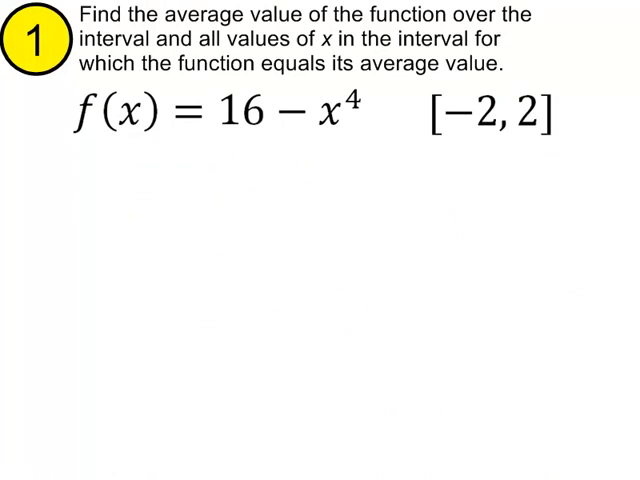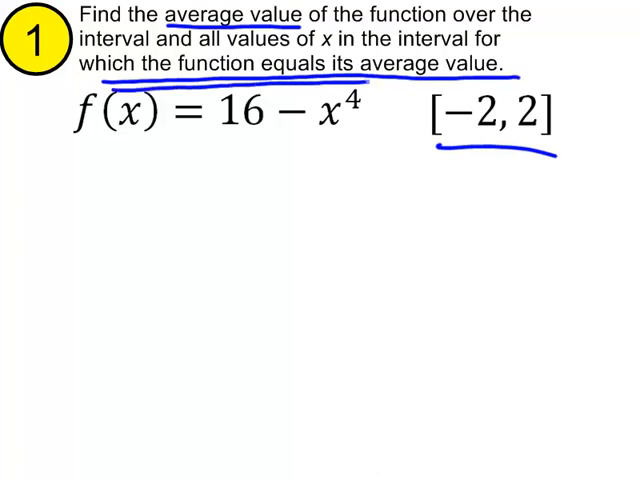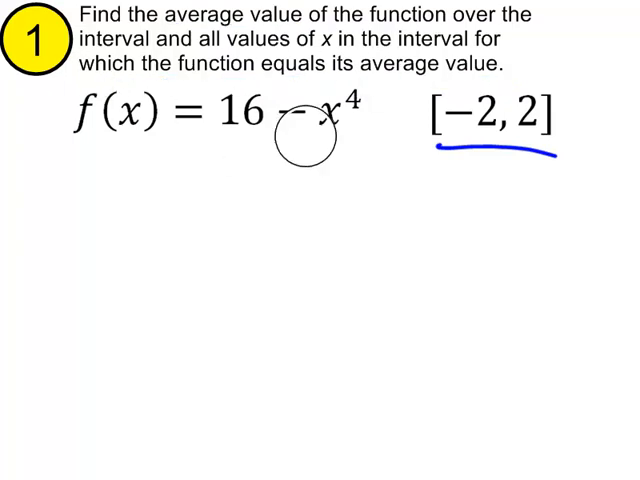So we are to find the average value, or the mean value, of this function over the interval, and find all the values of x on the interval for which the function equals its average value. In other words, all the values of x that satisfy the conclusion of the MVT for integrals. And rather than focus too much on what exactly that all means, let's start by getting a sketch, and then we'll interpret these words here.